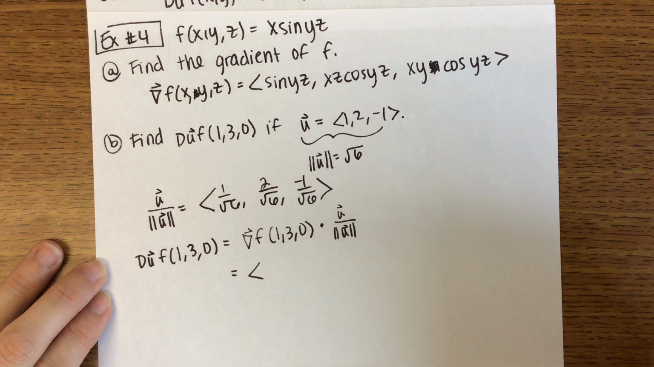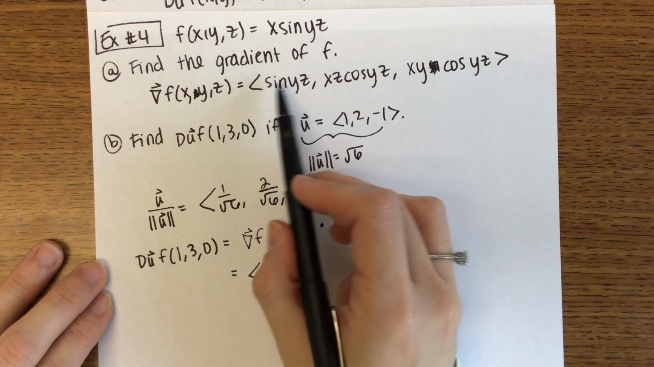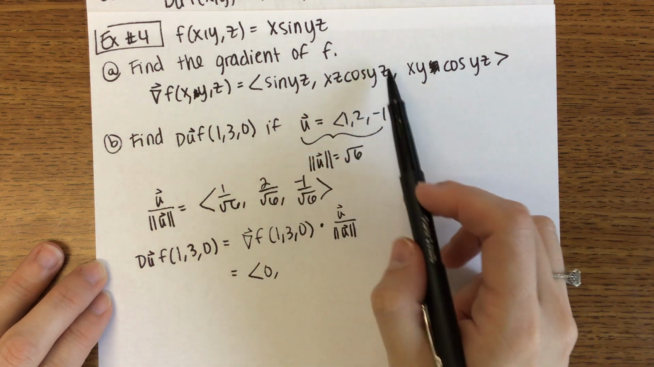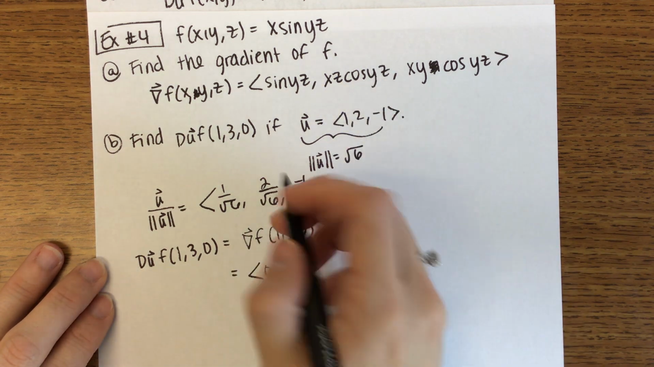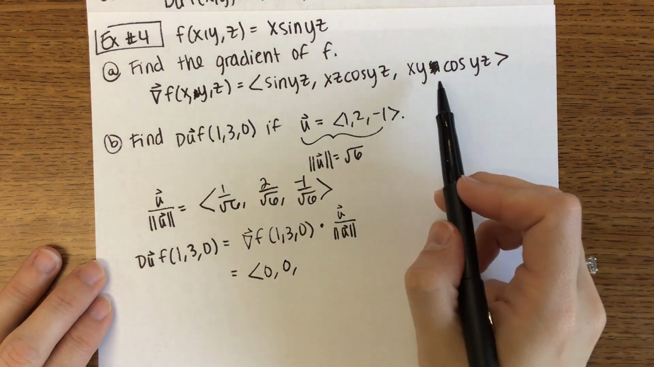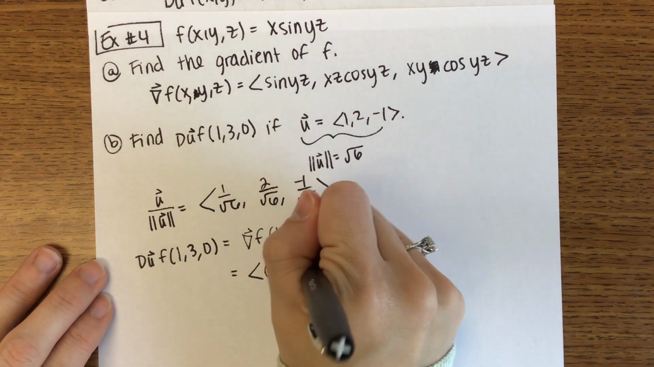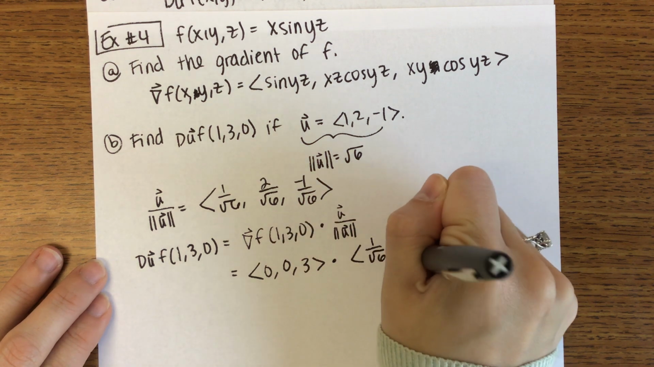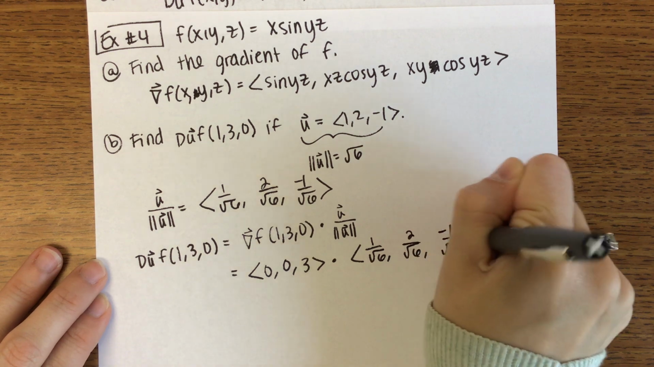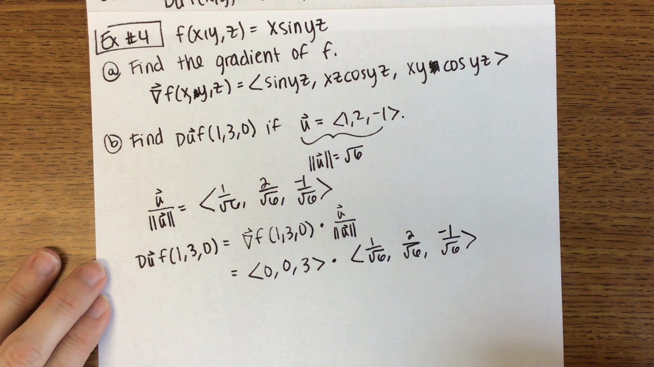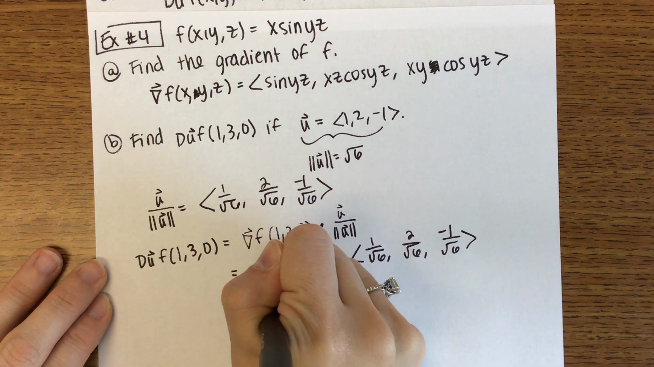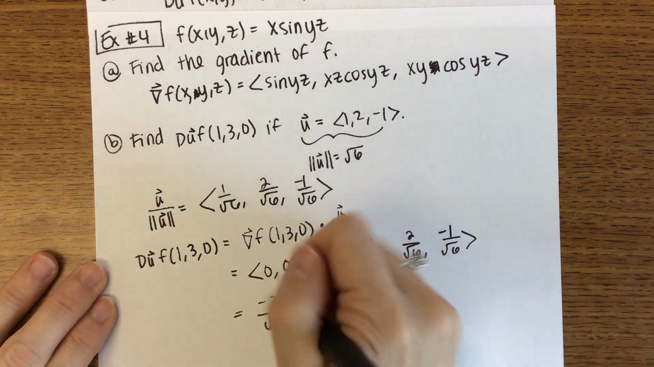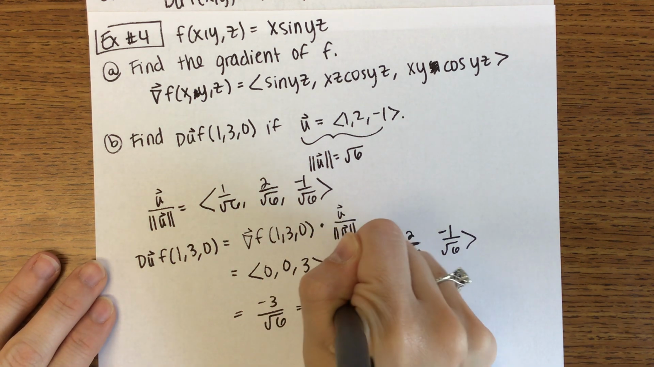If I plug in (1, 3, 0), I get sine of 0, which is 0. Up here I get 0 times cosine of 0, so that's 0. And up here I get 3 times cosine of 0, which is 3. So it ends up being negative 3 over the square root of 6. If you want to leave it like that, that's fine, but that's an easy one to rationalize, so this ends up being negative root 6 over 2.